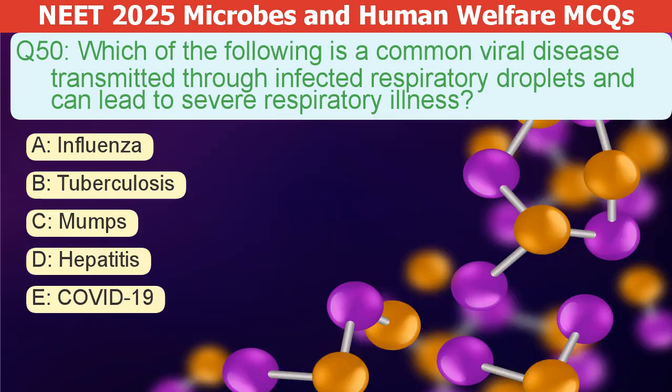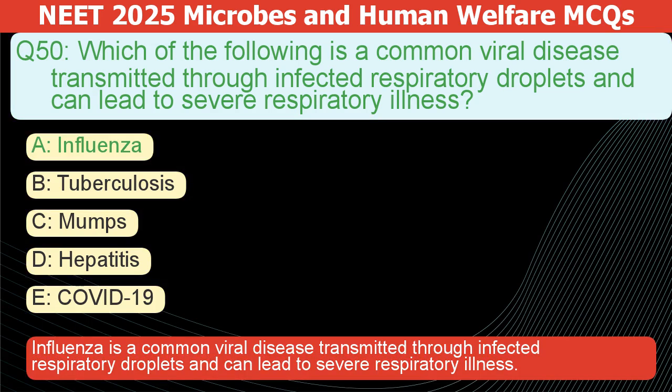Which of the following is a common viral disease transmitted through infected respiratory droplets and can lead to severe respiratory illness? A. Influenza. B. Tuberculosis. C. Mumps. D. Hepatitis. The correct answer is A. Influenza is a common viral disease transmitted through infected respiratory droplets and can lead to severe respiratory illness.